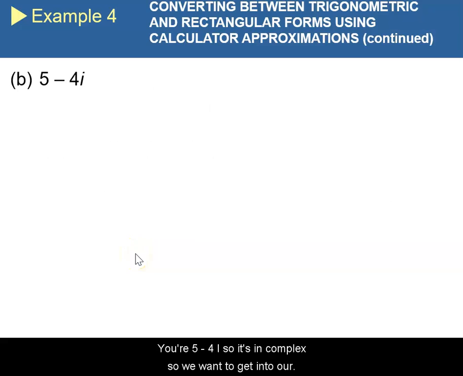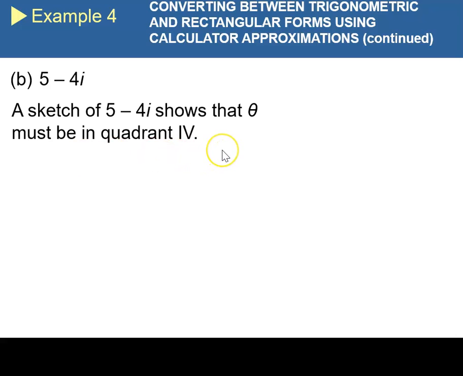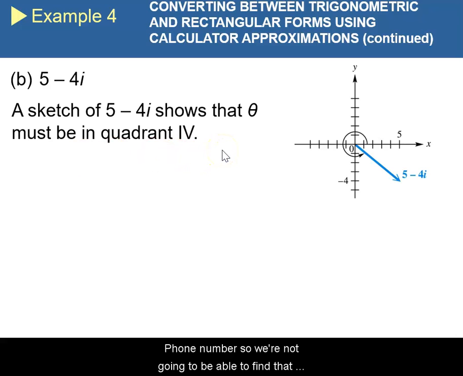Okay. Here, 5 minus 4i, so it's in complex form. So we want to get into our polar form. So what we're going to do is we can graph it, or we can just recognize that the length is 5 squared plus 4 squared being square rooted. So that's what, 25 plus 16 is 41. Square root of 41 is a prime number, so we're not going to be able to simplify that.